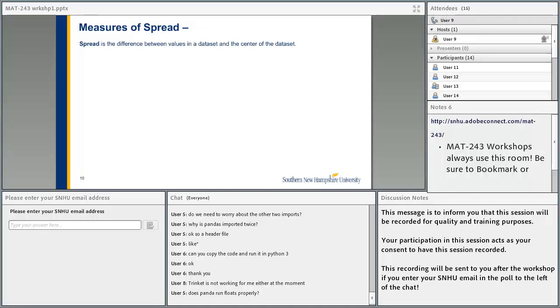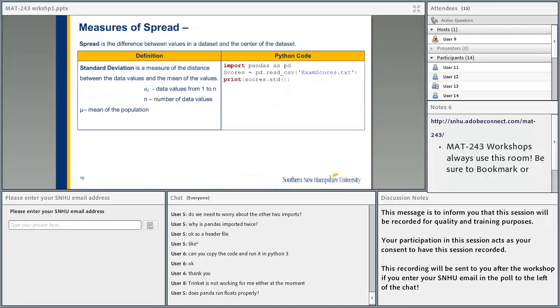So what's the spread? The spread is a measure of how spread out or how dispersed or how scattered your values are in a data set. If all the values in a data set are clustered close to the mean, then we say the spread is very small. But if you have values which are scattered, which are spread out, which are far away from the mean, then we say the spread is more. And the way we find the spread is usually to find the difference between the values in the data set and the mean of the data set. So there is a formula. We can take a look at that. The first measure of spread that we're going to look at is standard deviation.